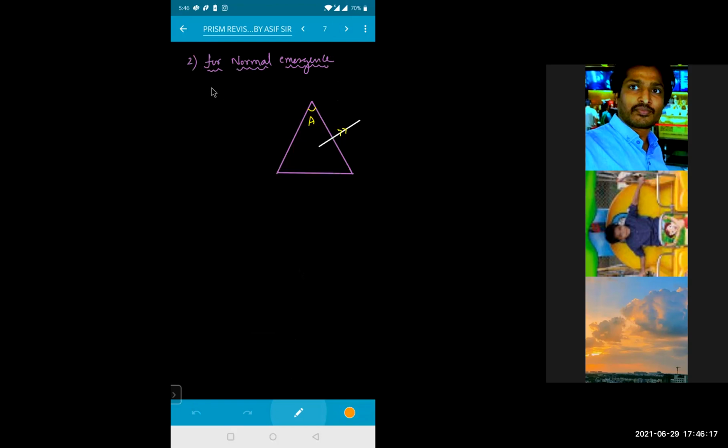If the light ray emerges out normally on the second face. This is your second face. So now see, this is going normally away. So when it is going normally, what is the first condition? I2 will be 0 and R2 will also be 0.